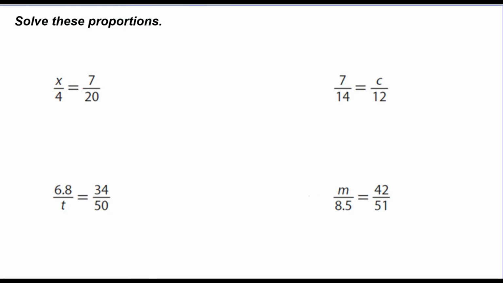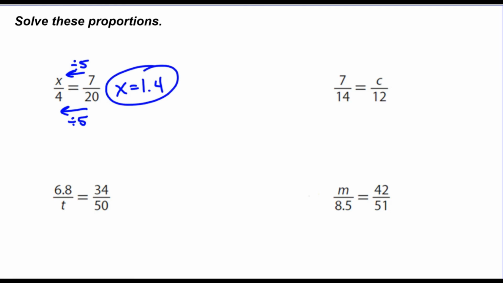So looking at this proportion here, this kind of jumps out at me. I don't know if you noticed this, but 20 divided by 5 is 4. So I've got a between ratios relationship here, a horizontal relationship here. So to solve this, I can take 7 divided by 5. And if I take 7 divided by 5, I get 1.4. So x is 1.4 in this proportion.